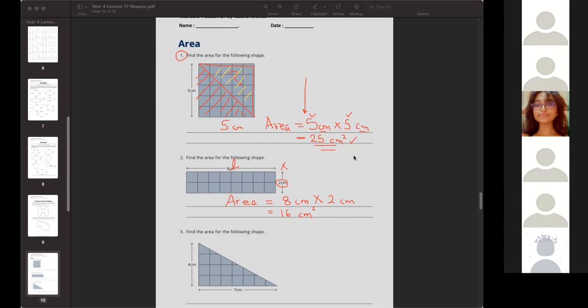I just got to take my answer for my square, which is 25 centimeters squared. This is for the square, right? And divide it by 2. Do you understand? When you take that 25 centimeters squared and divide by 2, you are going to find the area of this one triangle. Do you understand what I'm saying? If you understood, please put a thumbs up.